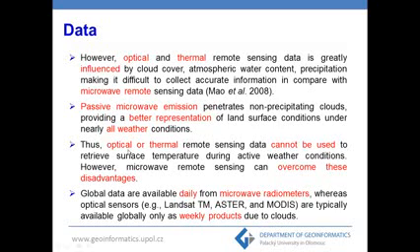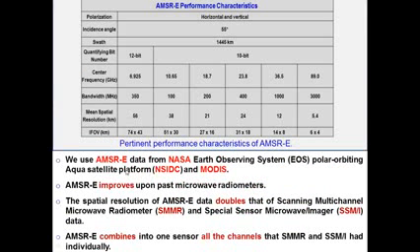That's why optical or thermal remote sensing data cannot be used to retrieve surface temperature during active weather conditions. However, microwave remote sensing can overcome this disadvantage. And some other things: global data are available daily from microwave radiometers, whereas optical sensors such as Landsat TM, ASTER, MODIS are typically available globally only as weekly products due to cloud. In this research work, I was using MSRE and MODIS data, which I got from the NSIDC NASA Center.